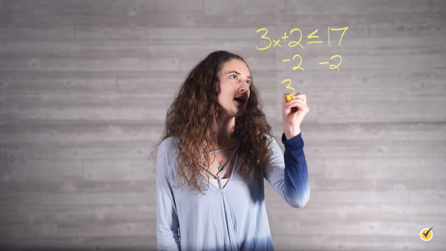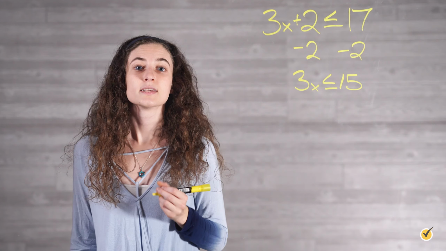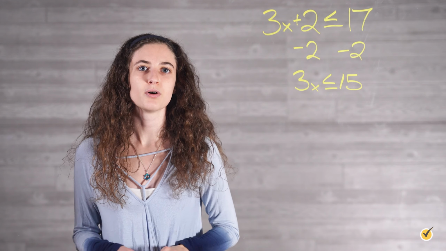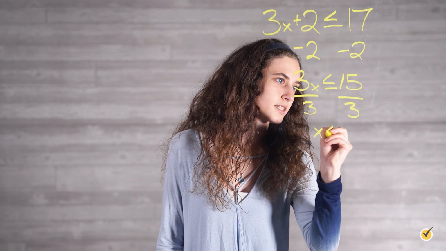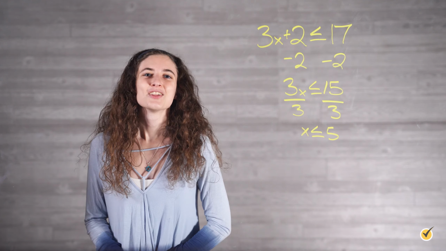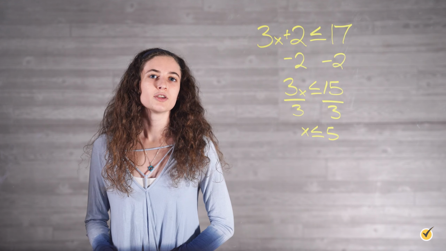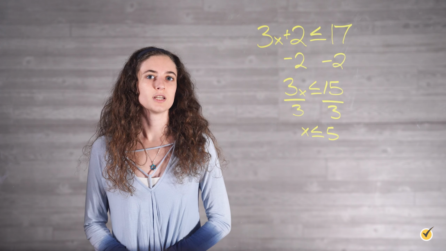This gives us 3x is less than or equal to 15. The second step is to determine the critical value of x by dividing both sides by 3. X is less than or equal to 5. The result, x is less than or equal to 5, states that all values of x that are less than or equal to 5 will satisfy the original inequality.